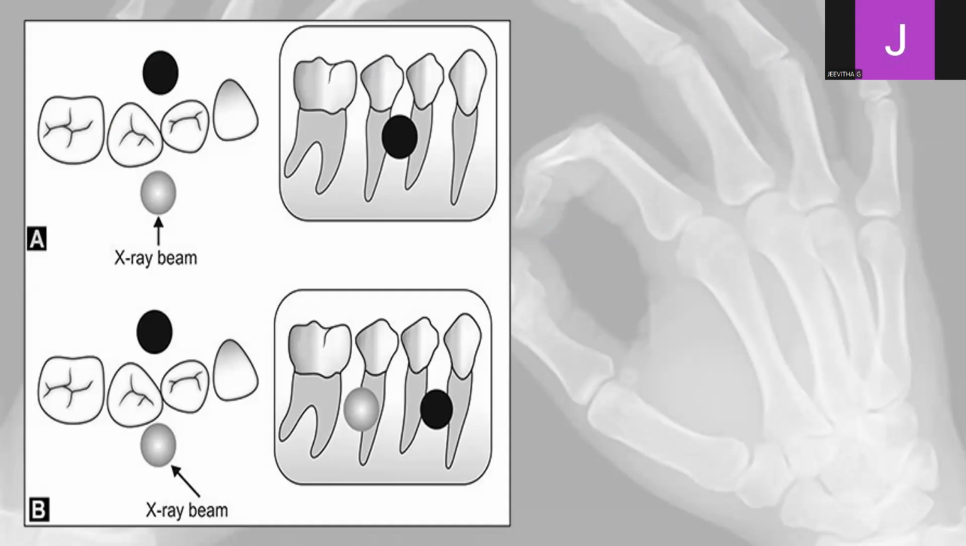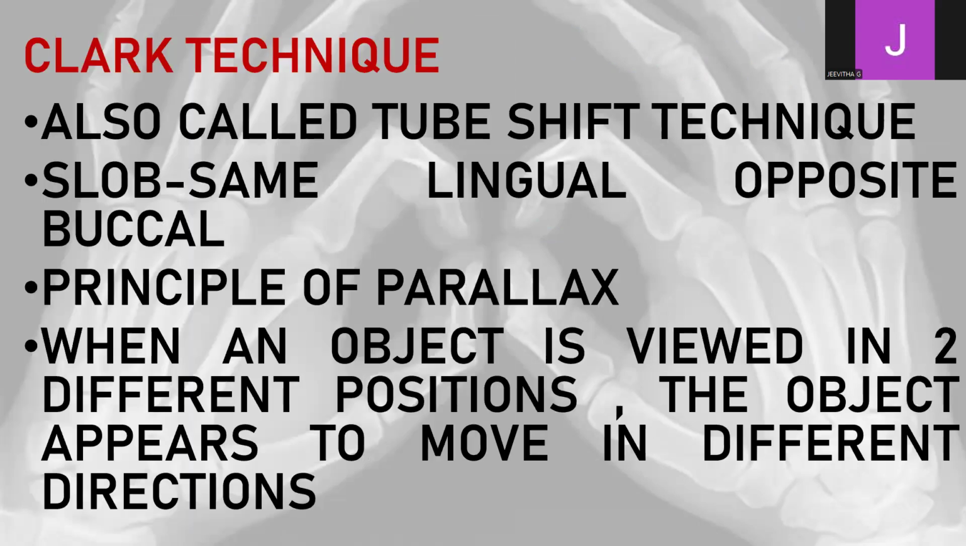So this technique is also known as the slope technique, which is nothing but same side lingual and opposite side buccal. Which means that we take two consecutive X-rays. The first X-ray is taken with a particular horizontal and vertical angulation, and a second X-ray is taken with a mild tube shift. And this tube shift is done so that we will be able to see the object which we want to locate.